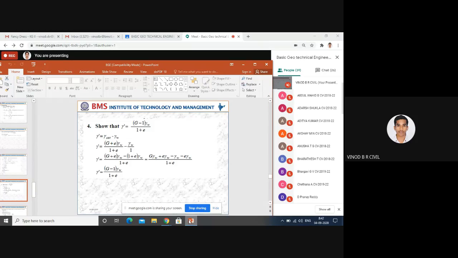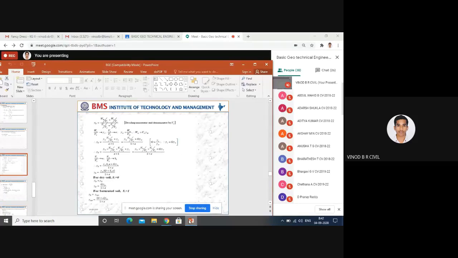Next, the relationship gamma dash is equal to G, the specific gravity, minus 1, where 1 is a constant value, into gamma W, the unit weight of water, divided by 1 plus e, the void ratio. Gamma dash is equal to gamma saturation minus the unit weight of water, that is gamma W. For gamma saturation we already derived the formula in the last mathematical expression.